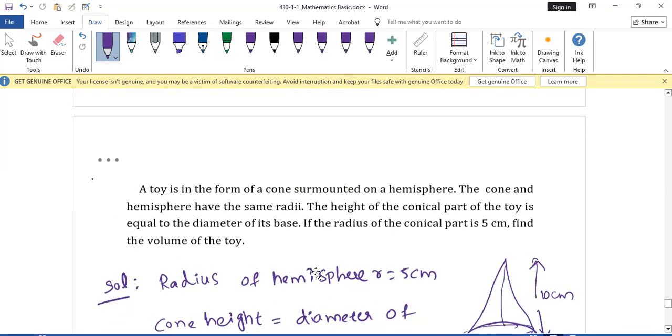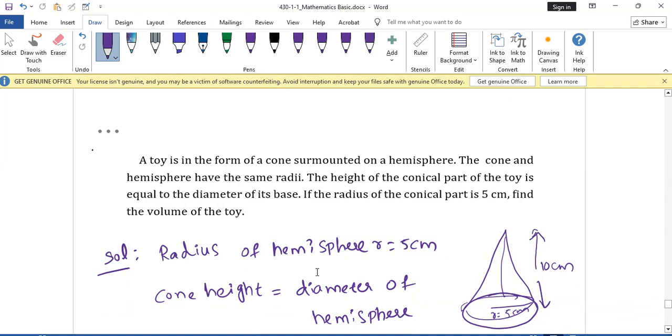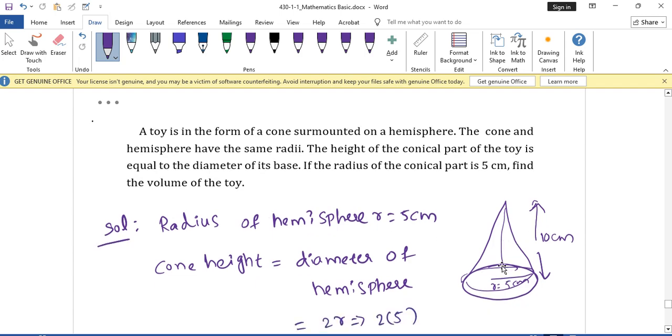Next, a toy. A toy is in the form of a cone surmounted on a hemisphere. The cone and hemisphere have the same radii. The height of the conical part of the toy is equal to the diameter of its base. If the radius of the conical part is 5 cm, find the volume of the toy. Here we need to find the volume of two solids. First one is cone and second one is hemisphere. The hemisphere is surmounted by a cone.